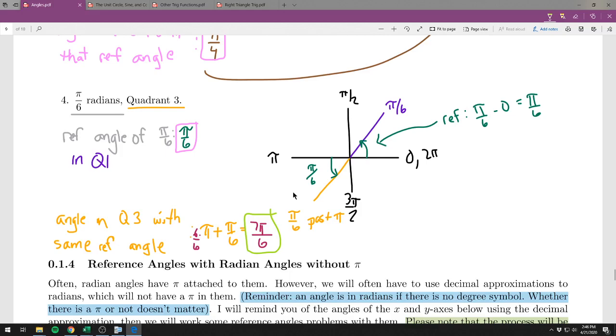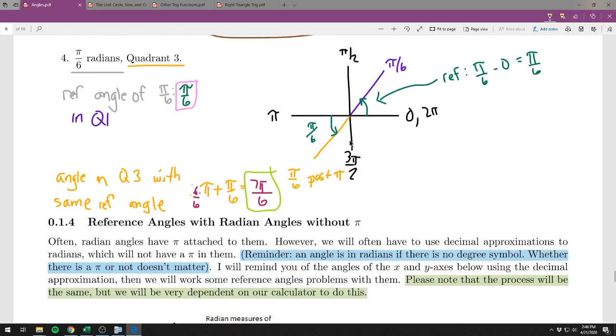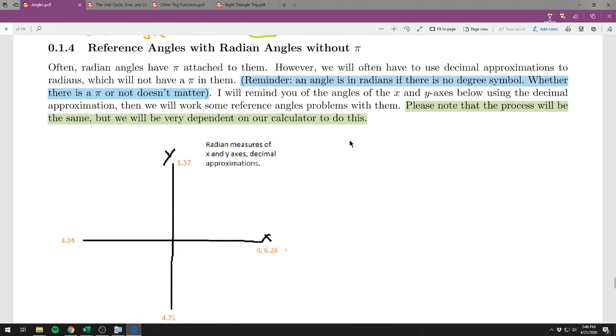Now, as far as the rest of the section, the only thing left to do is talking about reference angles with radian angles without pi. Really for this, what you'll see is you have to use the calculator when there's no pi, and you only have the actual decimals to compare to. Okay. So there's not too much in this, but I do have a few homework questions about it because this is so important going forward.